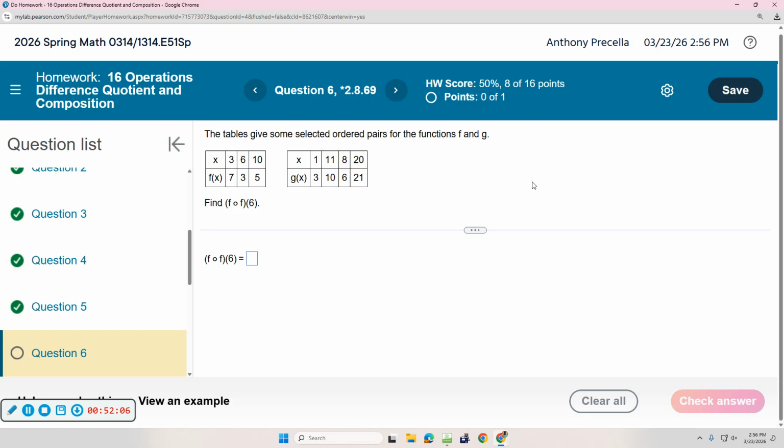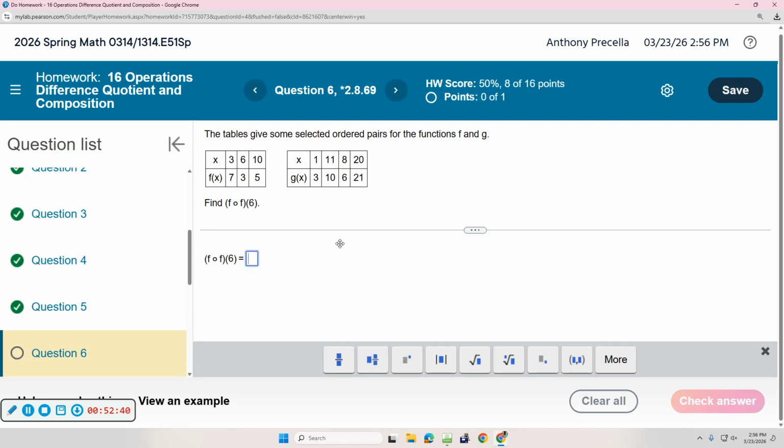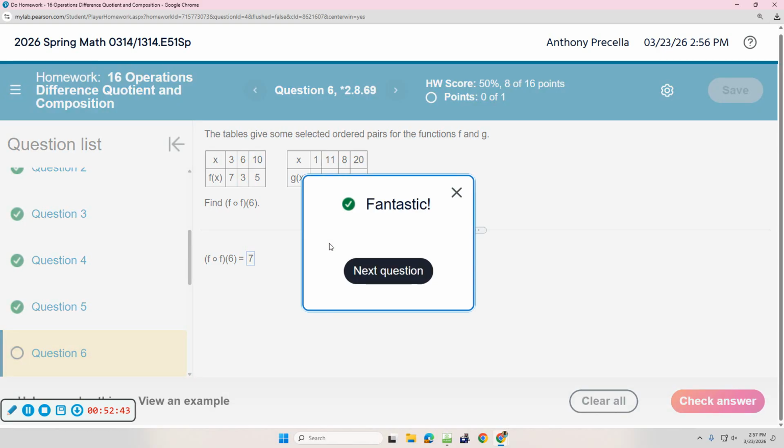Look at this one. They gave us some unnecessary information here. What's the big glaring piece of unnecessary information they gave us? G. We're not going to use G at all. It's just F composed with F at 6. So we start at 6. Using the F table, we're ignoring the G table because we're not using G here. 6 is assigned to 3. 3 is assigned to 7. Any questions on our logic there?